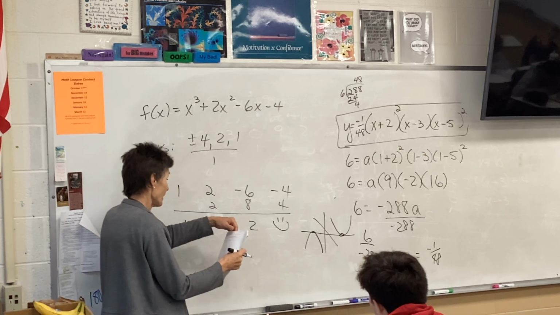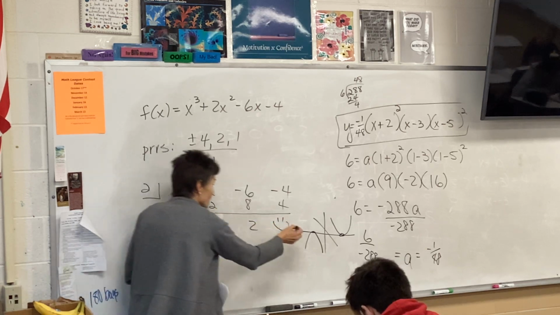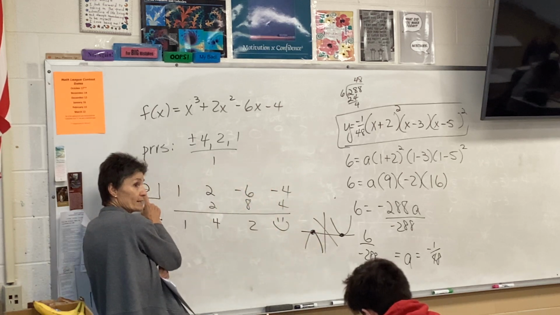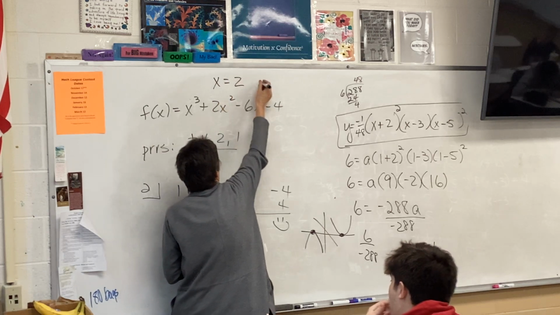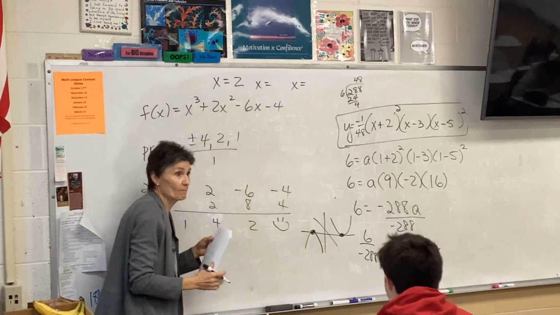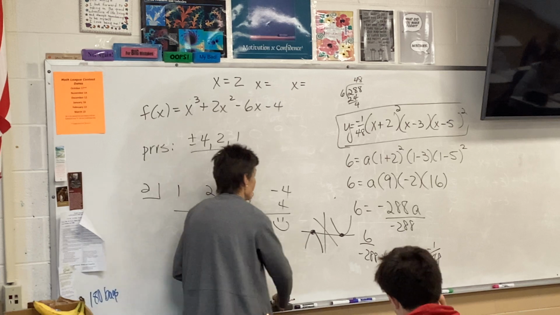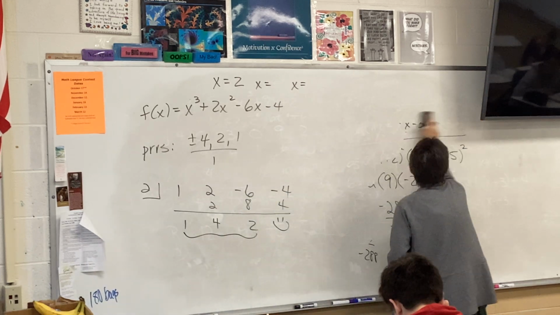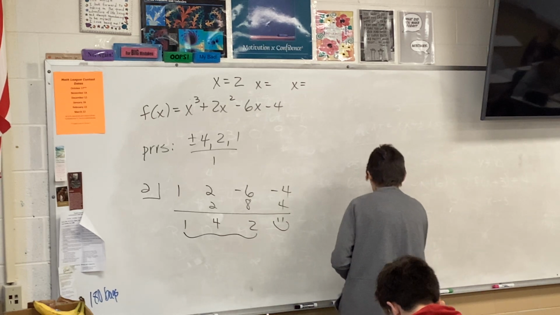So the question said, find the roots. Now the roots are these numbers right here on the x-axis. So one of your roots is 2. Now there's going to be two more. Where are they going to come from? This right here, right? So that is x squared plus 4x plus, oh no, wait a second.